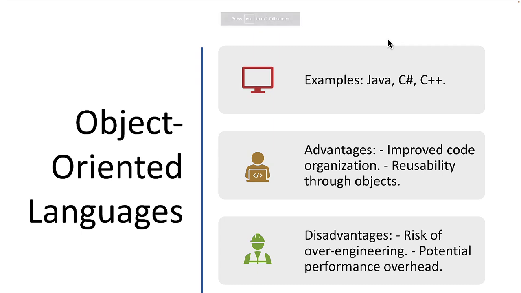The next area is object-oriented languages, and examples of this are Java, C#, and C++. And the advantage of these languages is improved code organization. You can really have far more reusability through objects, as well as a better understanding of the code. You can model code after real-world objects. The disadvantage is there's a risk of potential over-engineering and potential performance overhead, because you will get some performance overhead with the object structures and the additional bookkeeping and memory work that requires. So those are object-oriented languages.